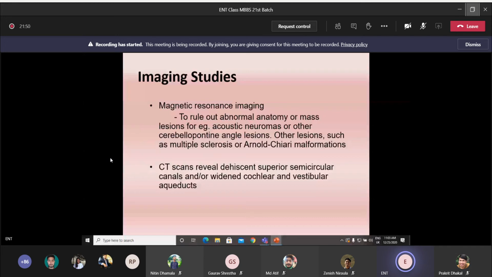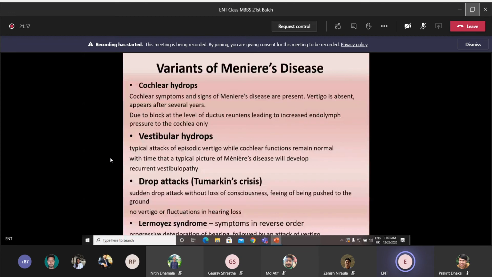There are other variants of Meniere disease. What are those? They are cochlear hydrops, vestibular hydrops, drop attack or Tumarkin crisis, and Lermoyez syndrome. So what is a cochlear hydrops? Here, the cochlear symptoms and signs of Meniere disease are present, but vertigo is absent. It appears after several years.